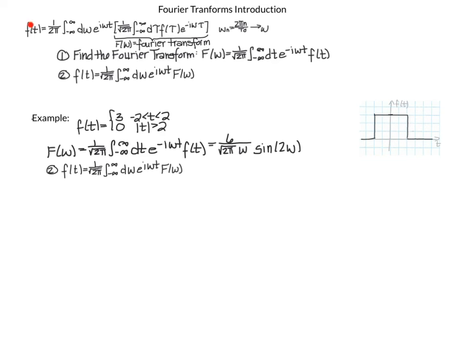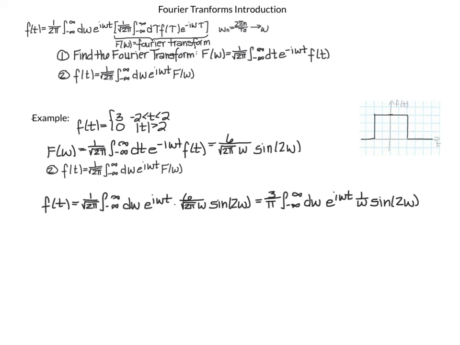Now again, to represent f of t in terms of sines and cosines, we need to do step 2, which is to plug our Fourier transform into this formula, which I've copied over here, for f of t. So I have f of t equals 1 over square root of 2 pi, integral from negative infinity to infinity d omega, e to the i omega t, and then my F of omega I have copied over here from our previous work, is 6 over square root of 2 pi omega sine of 2 omega. I pull out my 6 and square root of 2 pi to get 3 over pi on the outside.